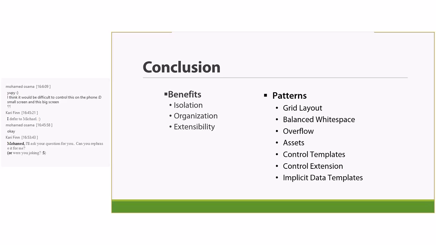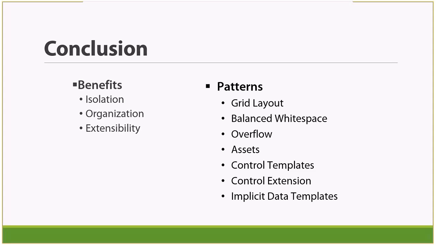And then with the assets pattern, I'm able to pull assets into my various controls. And then using the control templates, and especially with the control extensions, I'm able to tell XAML where those properties are supposed to appear. And then finally, the implicit data templates allow me to select different templates by their type.